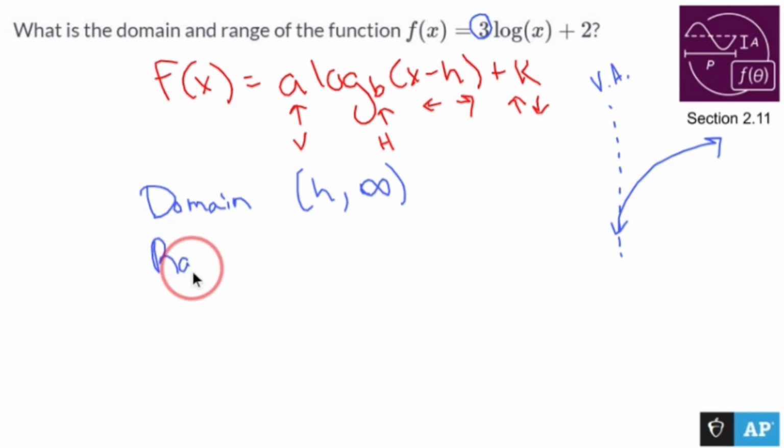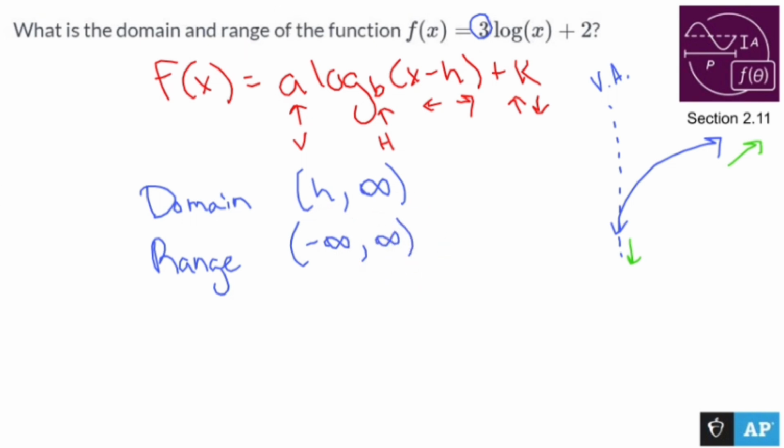Similarly, your range is what you're allowed to get from the bottom to the top. Now you might be thinking, +2 means you move up 2, and that's going to change your range, right? Nope. No matter what, this guy is always going to continue going downward, whether you shift it up 2 or down 2,000, and this guy is always going to go up and to the right. So your range, as long as a is a positive number, is always negative infinity to positive infinity.